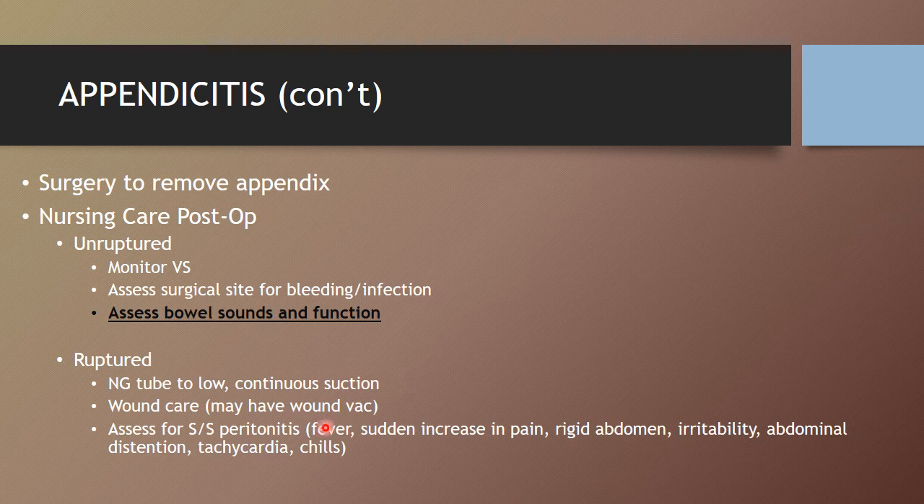And then assess for signs and symptoms of peritonitis, which they're at huge risk for, which is fever, sudden increase in pain, rigid abdomen, irritability, abdominal distension, tachycardia, and chills.